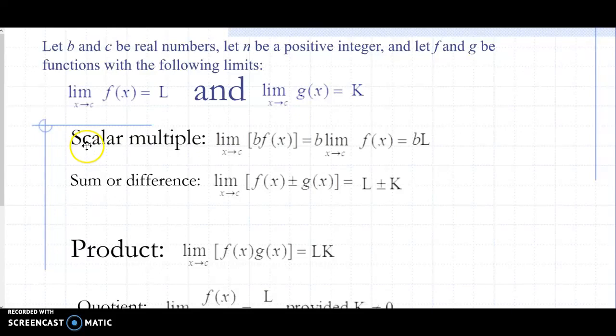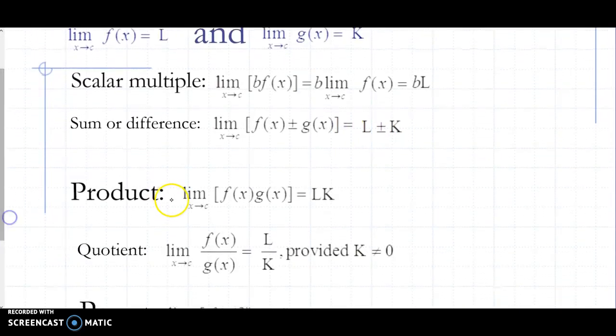The first one is scalar multiplication. Remember, scalar means that we're multiplying by a number, right? Real numbers. So it's just saying the limit as x approaches c of b times f of x is the same thing as b times the limit of f of x. That one makes sense. Sum or difference: if I have the limit of the sum or difference of two functions, that's also equal to the sum or difference of their two limits separately.